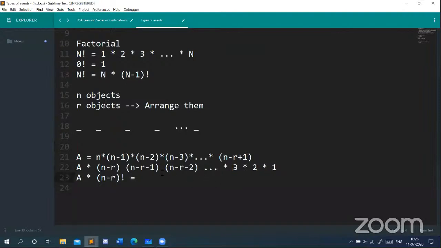That's just n factorial, right? And therefore now I divide both sides by n minus r factorial, and we get our answer in terms of factorials, right? Sorry. In fact, it's n factorial over n minus r factorial.